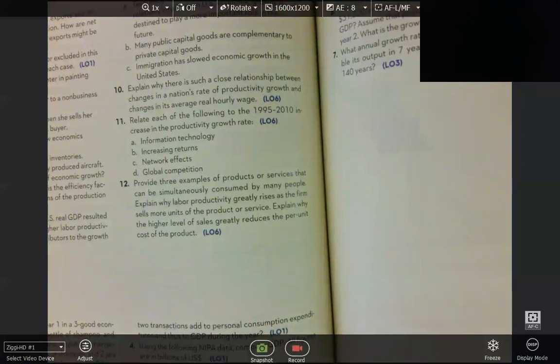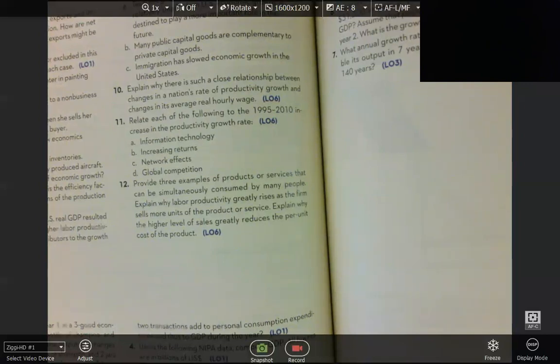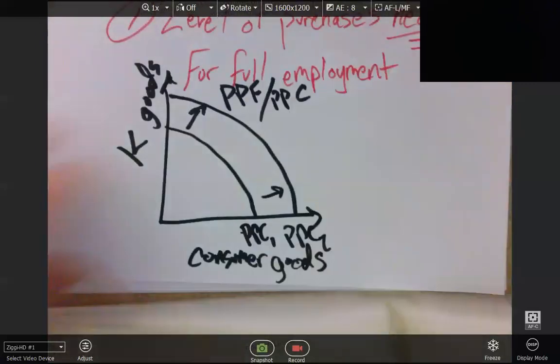Okay, so let's get back to question 10. Why is there such a close relationship between a nation's rate of productivity growth and the changes in its real hourly wage? So we just talked about the changes in the real average hourly wage. Let's talk about the rate of productivity growth. So what is our rate of productivity growth? How do we define that? What's our equation for it? So this always stumps students, but it's one of the simplest things in economics.